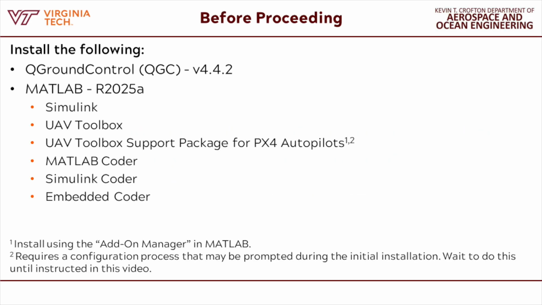One last disclaimer before getting into the step-by-step portion of the video walkthrough. All of the software must be installed before proceeding, so make sure that you install QGroundControl. I've noted the version that I used. Also ensure that MATLAB is installed along with Simulink, the UAV Toolbox, the MATLAB Coder, Simulink Coder, and the Embedded Coder. The UAV Toolbox support package for PX4 autopilots can't be installed when initially downloading MATLAB, but it's available in the Add-On Manager in MATLAB.